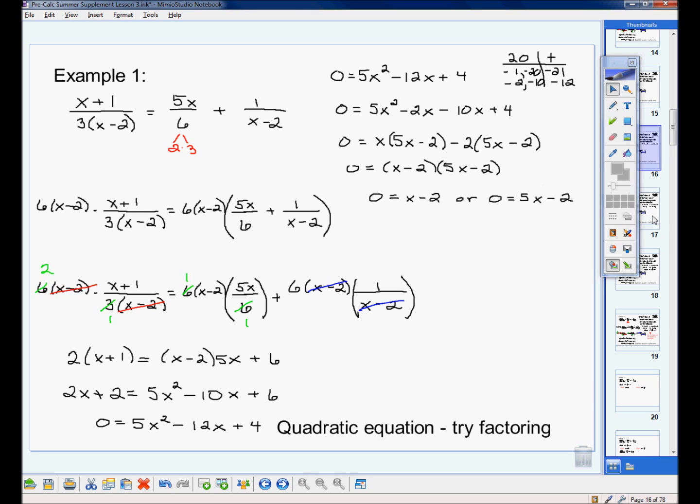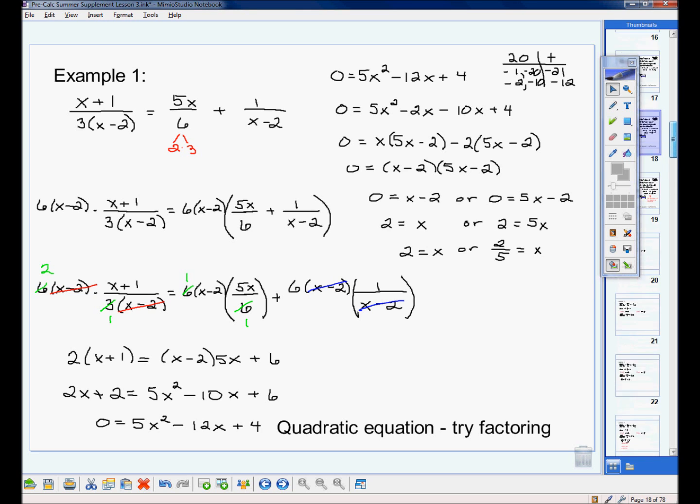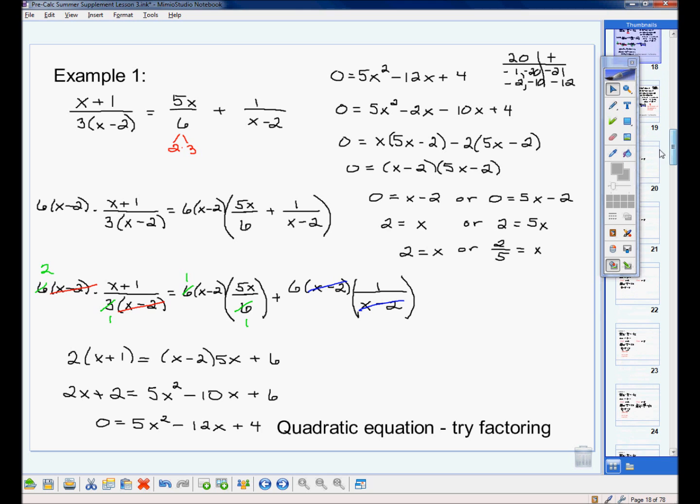Okay, now it becomes easy to get x by itself. Add 2 to both sides in both cases. This one's done, but this one needs to be divided by 5. So here's your two alleged answers. However, remember what I said a minute ago. I said it's not done. You are not finished until the answer is checked.